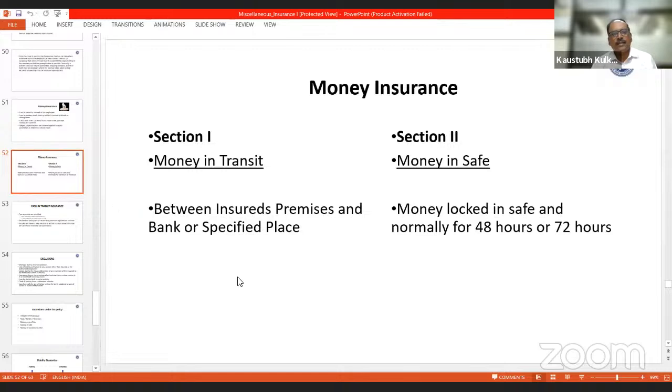Money insurance, as I already described, section 1 will cover money in transit and section 2 will cover money in safe. Money in transit is the transit of money, cash, between insured premises and bank or a specified place. So here again, the insured has to specify the location in which the money will travel. In case of money in safe, it has to be locked in the safe, and normally for 48 hours or 72 hours.